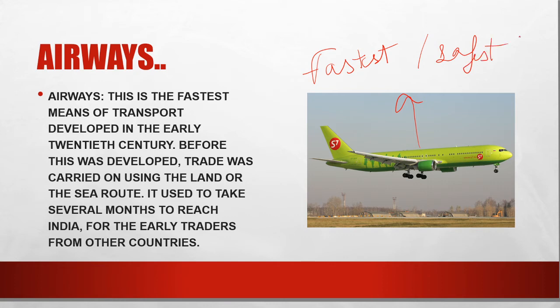Okay, this system is one of the safest as compared to other transportation mechanisms like roadways, railways, or waterways. And this is the most expensive one also. Before this, trade was carried on using the land or sea route. We all have studied history, that before the coming of airways, we transported goods through waterways or railways or even roadways. It used to take several months to reach India for early traders from other countries.